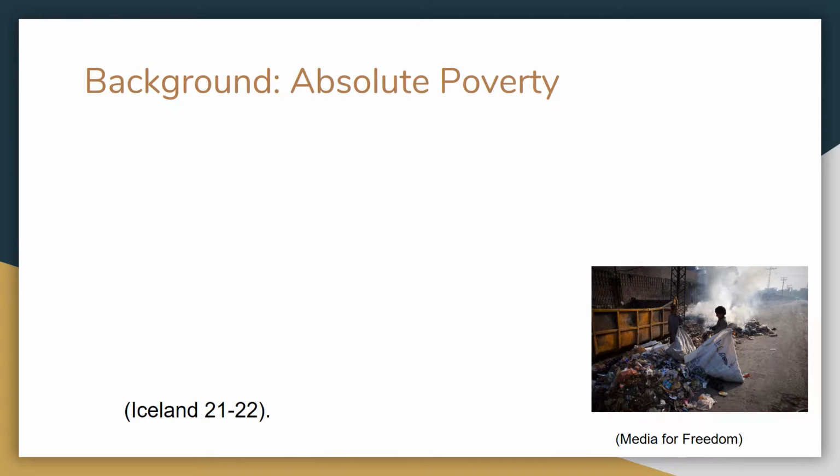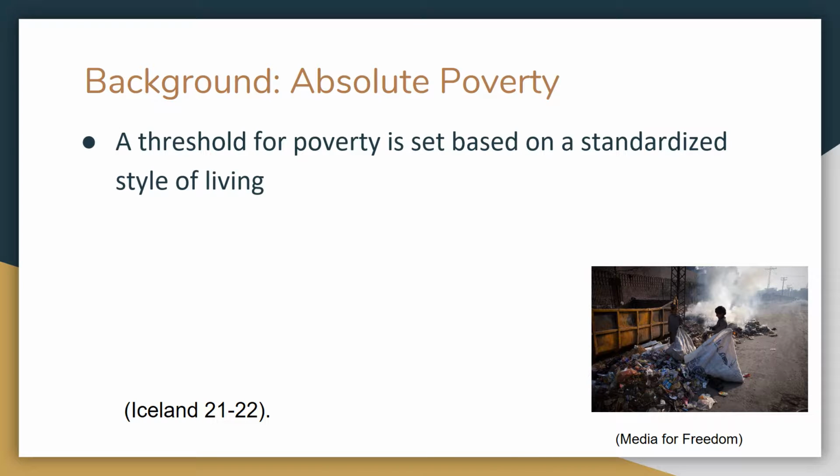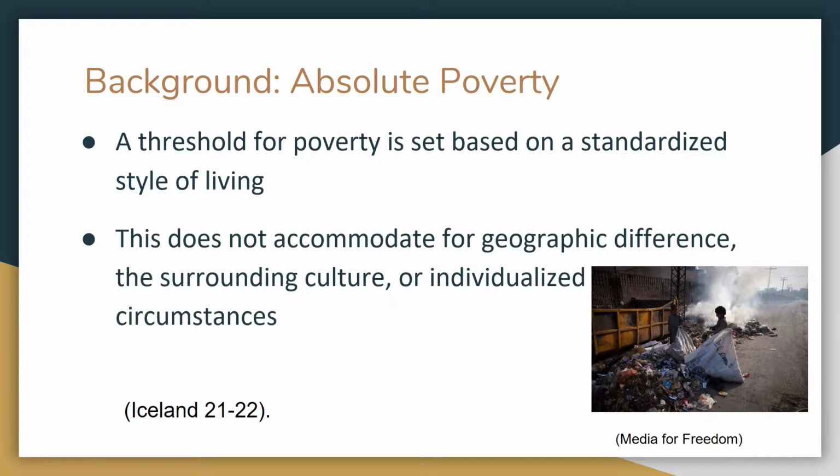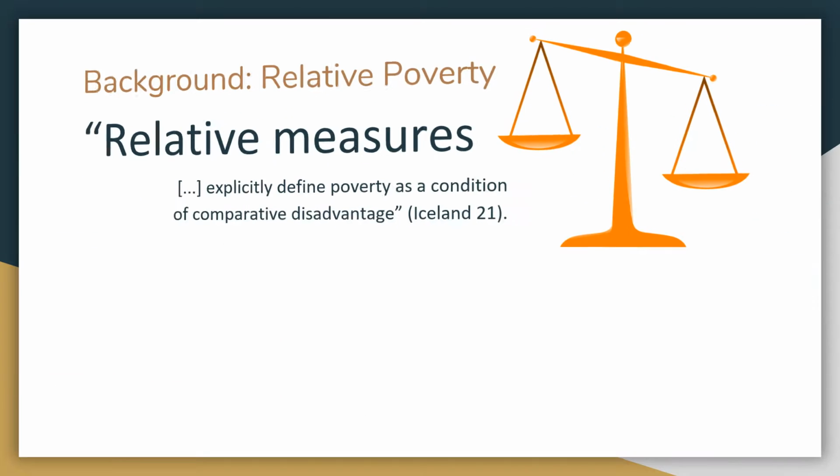The measurement methods analyzed will be either an absolute or relative approach. An absolute measure of poverty is set based on a standardized style of living. It does not accommodate for geographic differences, the surrounding culture, or individualized circumstances, despite the varying cost of living for each. The only reason the threshold fluctuates is because of inflation.